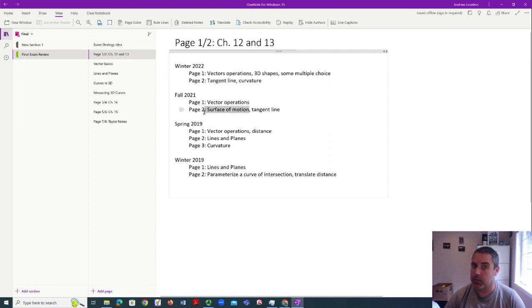There was a question about surface of motion. There was a question about finding a tangent line. There's more vector operations. There were questions about finding equations for lines and planes. There was a curvature question. There was a question about lines and planes. There was parameterizing a curve of intersection. There was translating distance.